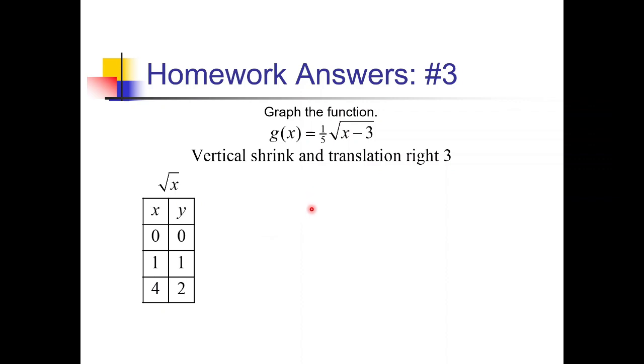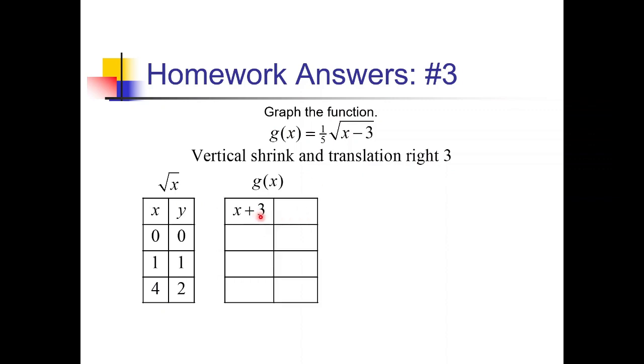And for the x values, when I do my new rules for the g of x function, right 3 means we have to do x plus 3. And our vertical shrink out here means we're doing 1/5 times y. So adding 3 to all my x values, I've got 3, 1 becomes 4, and then 4 plus 3 is 7. For the 1/5 times y, 0 times 1/5 is still 0. 1 becomes 1/5, or 0.2 if you like. And then 2, a fifth of that, is going to be 0.4.